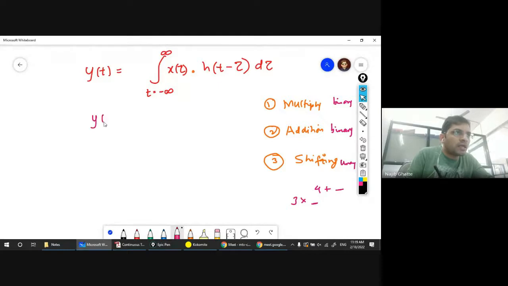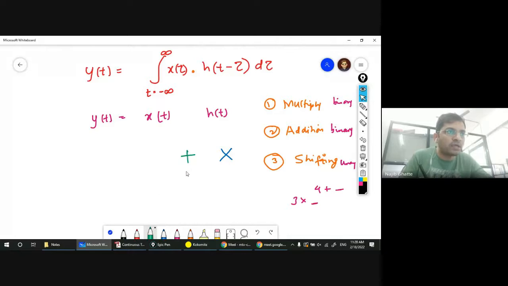Here I write y of t. After doing convolution I'll be getting the answer in this form, x of t and h of t, so I need to put some sign, some notation. How can I write the notation, sir? How do you write multiplication in the conventional manner in your notebook? I write multiplication by means of a cross. How do you write addition, sir? I write addition by putting a plus sign.